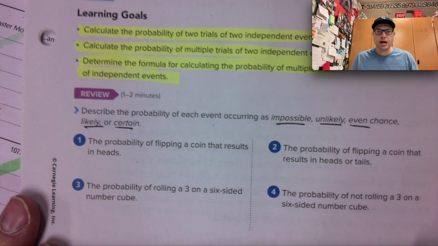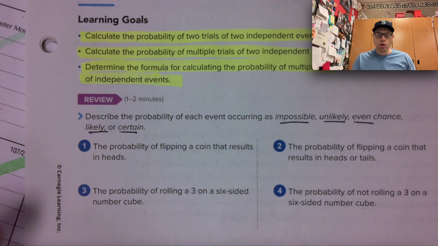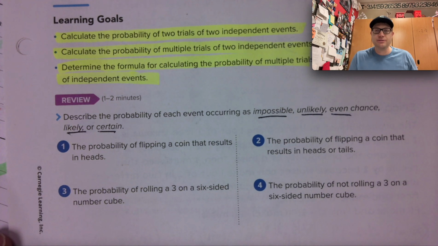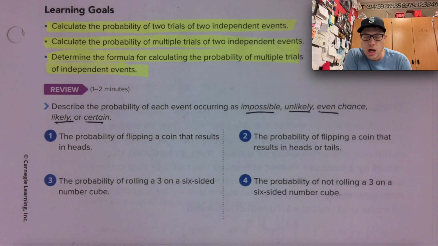Describe the probability of each event occurring as impossible, unlikely, even, likely, or certain. Okay? So all of those words have some sort of conveyance of meaning that we need to be able to identify, but think common sense about it. If it's impossible, it's never going to happen. Unlikely isn't impossible, but it's along the lines of probably not going to happen. Let's use these words for number 1.